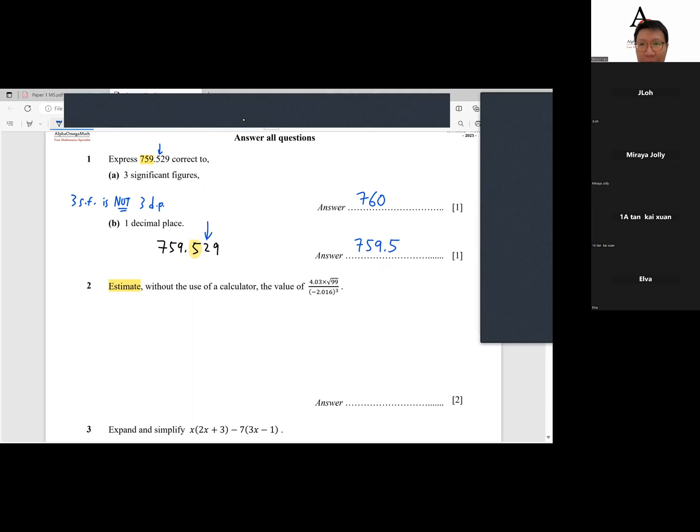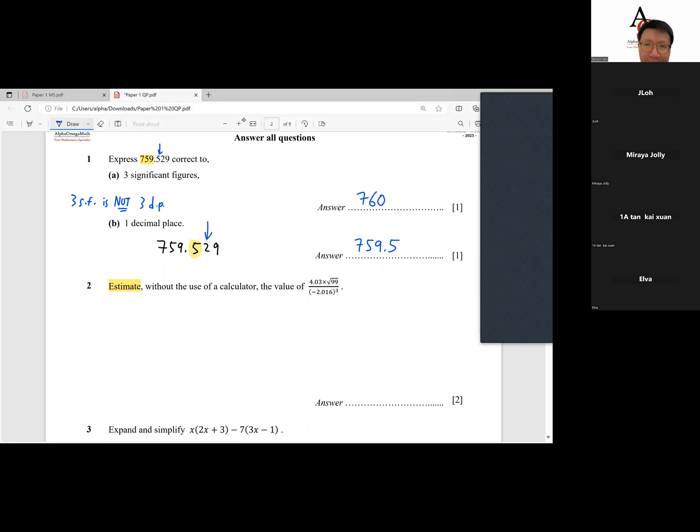To most of the times the nearest whole number. If they never say, if they say, you follow them, but if they never say, you go for the nearest whole number. So if I estimate 4.03 times square root 99 over bracket negative 2.016 cubed, what I'm actually doing is that I have to draw the wavy sign, the estimation sign. This will be estimated to 4 times, go for the nearest and the most convenient number. In this case, it will be square root 100 over negative 2 cubed.